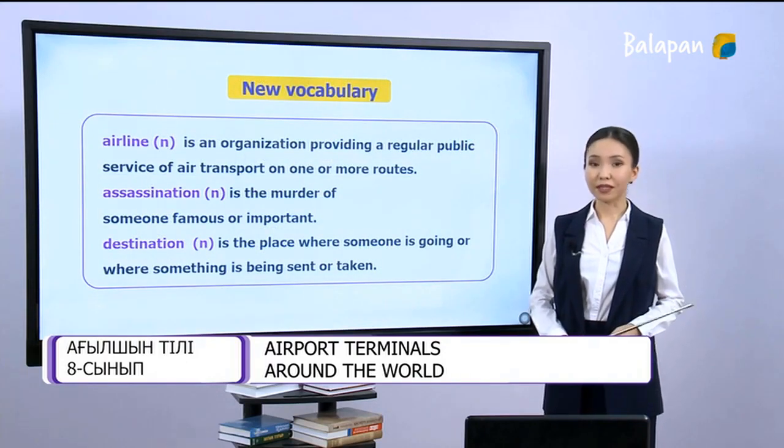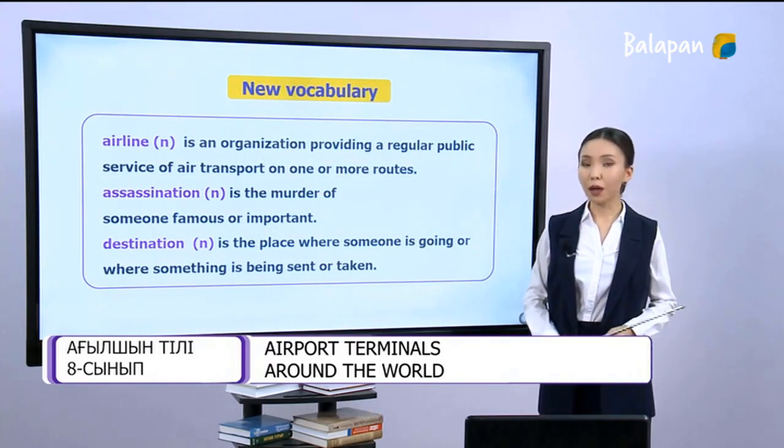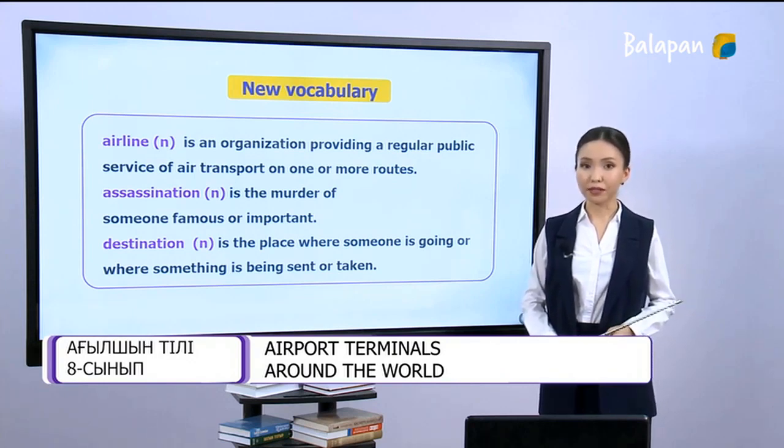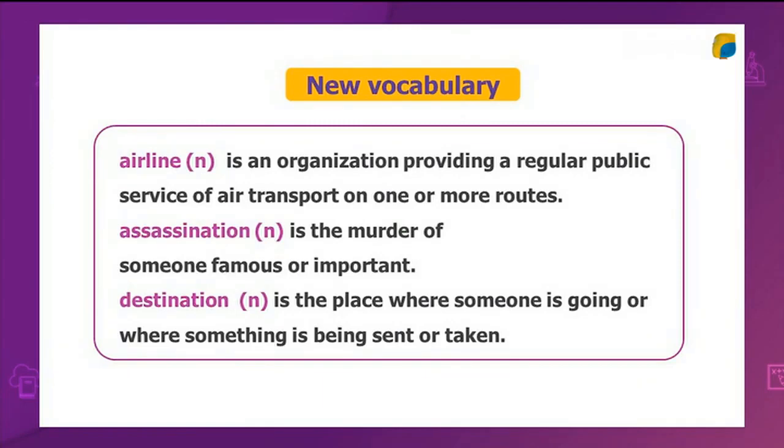It's time to get acquainted with new vocabulary related to our topic. I'll read each word twice and you should follow my pronunciation. Airline. Airline is an organization providing a regular public service of air transport on one or more routes. Assassination. Assassination is the murder of someone famous or important.